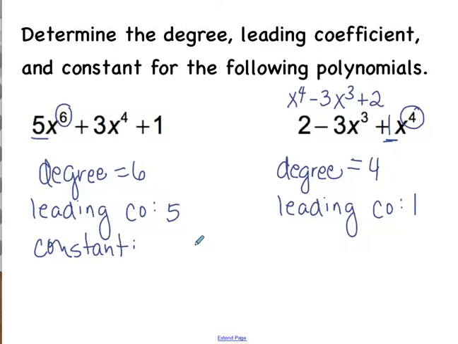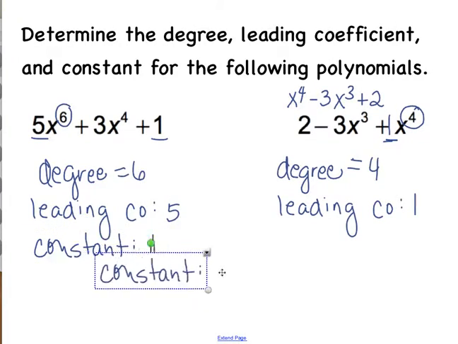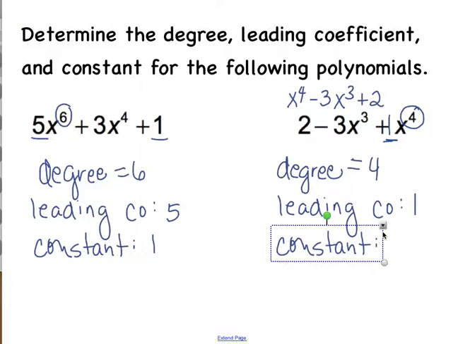Now, the next thing I want to find is the constant. The constant is the number with no variable after it. So you'll notice that's a 1. My constant here is 1. Next, my constant is 2.